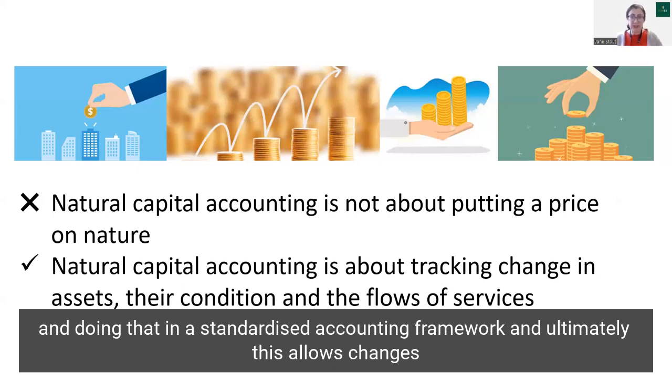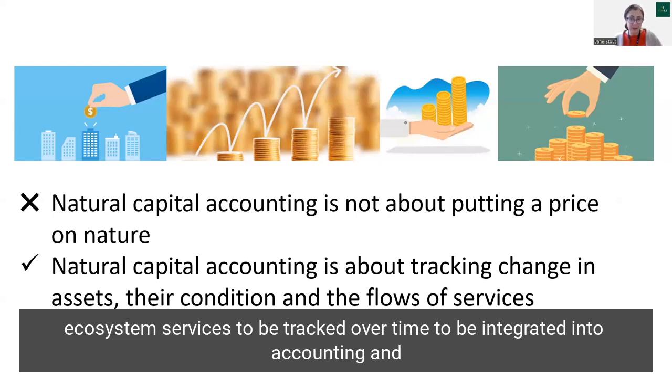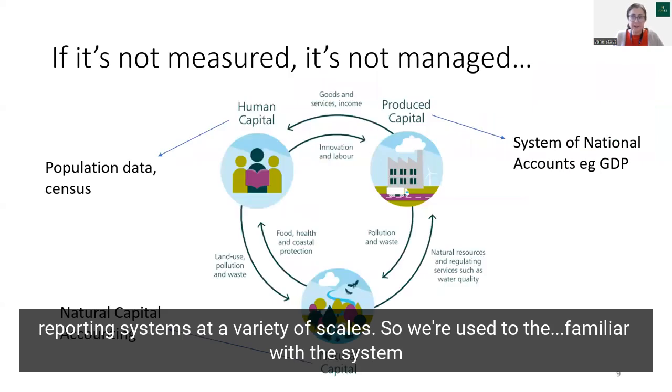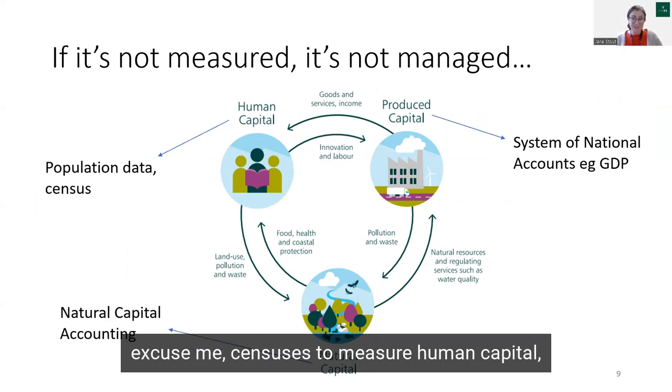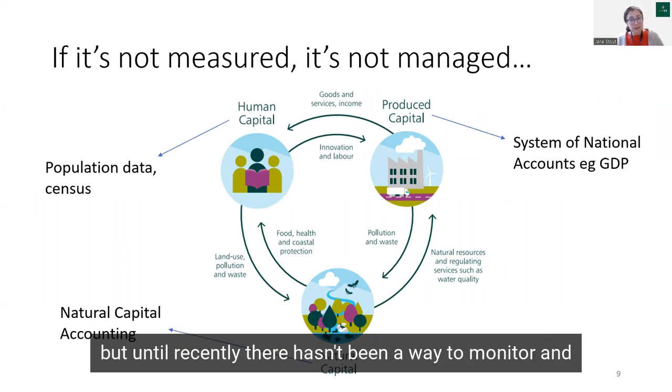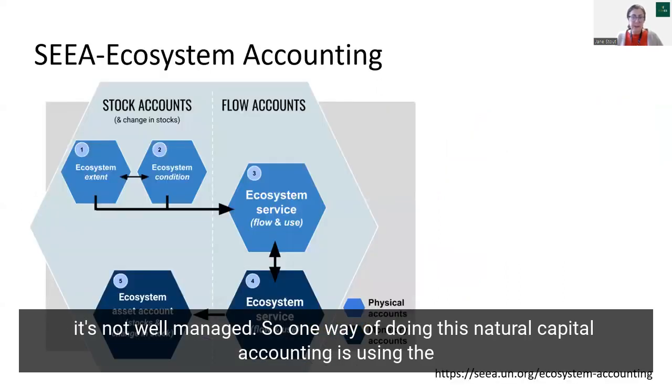And ultimately, this allows changes in natural capital, stocks and flows of ecosystem services to be tracked over time, to be integrated into accounting and reporting systems at a variety of scales. So we're familiar with the system of national accounts and metrics like GDP to measure produced capital, things like population data and censuses to measure human capital. But until recently, there hasn't been a way to monitor and track the state of our natural capital. And often, if it's not measured, it's not well managed.